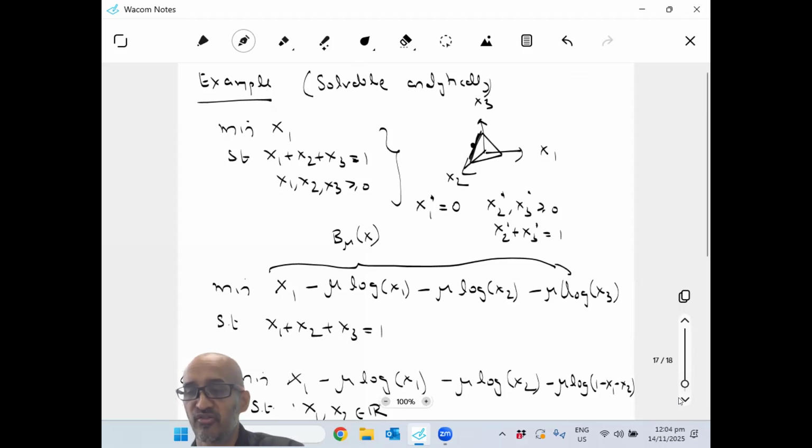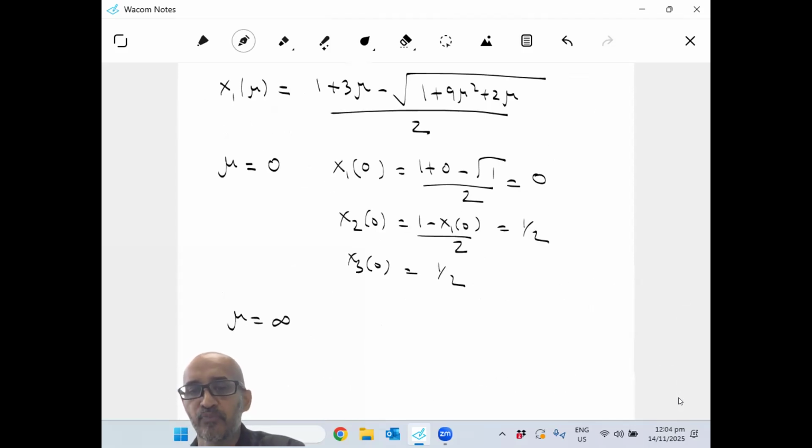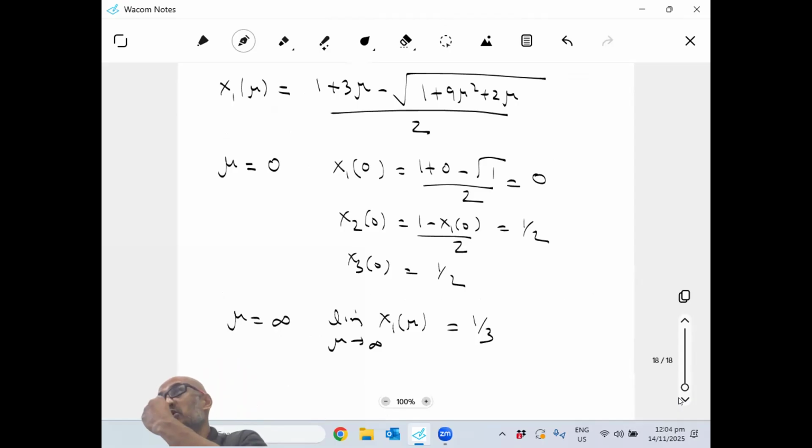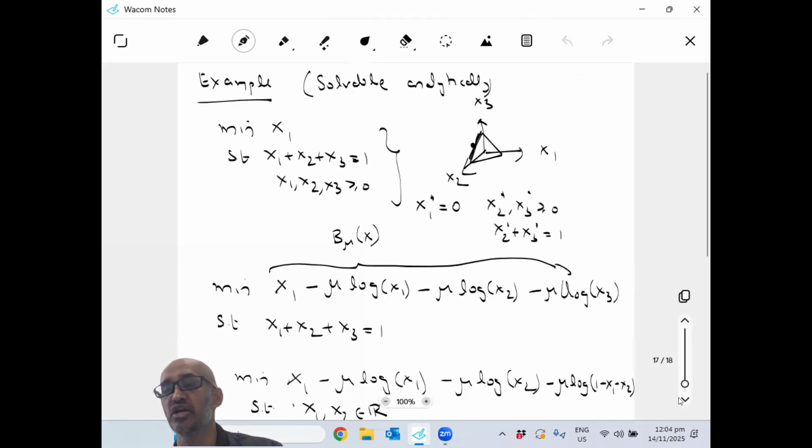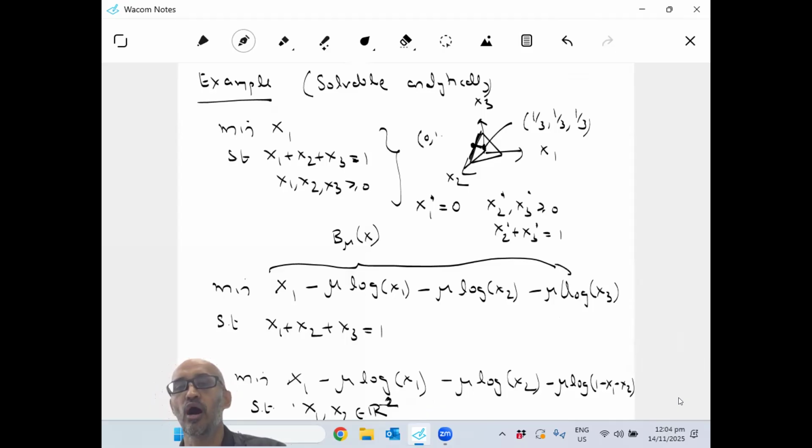What the interior point method does is, and you can check this in your own time, when mu is infinity, the limit of x1 of mu as mu goes to infinity is 1 by 3. You just check the limit of this function; you have to apply L'Hopital, but I don't want to do it here. Basically, this is 1 by 3, likewise for x2 and x3. So at mu equal to infinity, you start at the point 1 by 3, 1 by 3, 1 by 3 in the feasible region. As mu goes closer and closer to 0, you create a central path which brings you to this point, which is 0, half, and half.